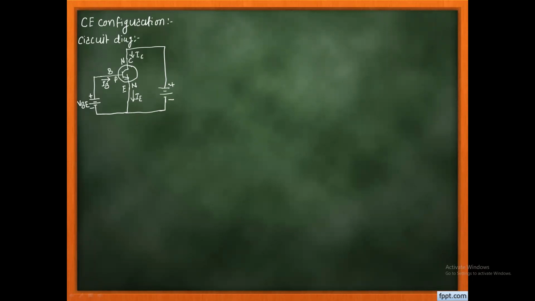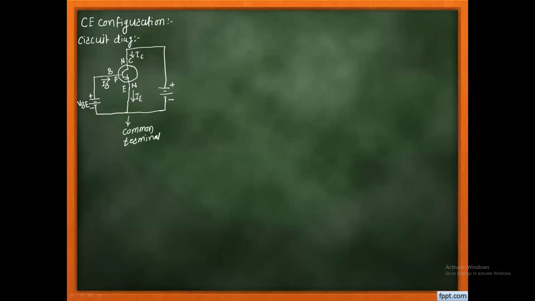As we have connected the positive terminal to the collector region, the collector to base junction acts in reverse bias and the emitter to base junction acts in forward bias, so in this case the transistor acts in the active region. And here, if you observe, the emitter terminal, we call it the common terminal.